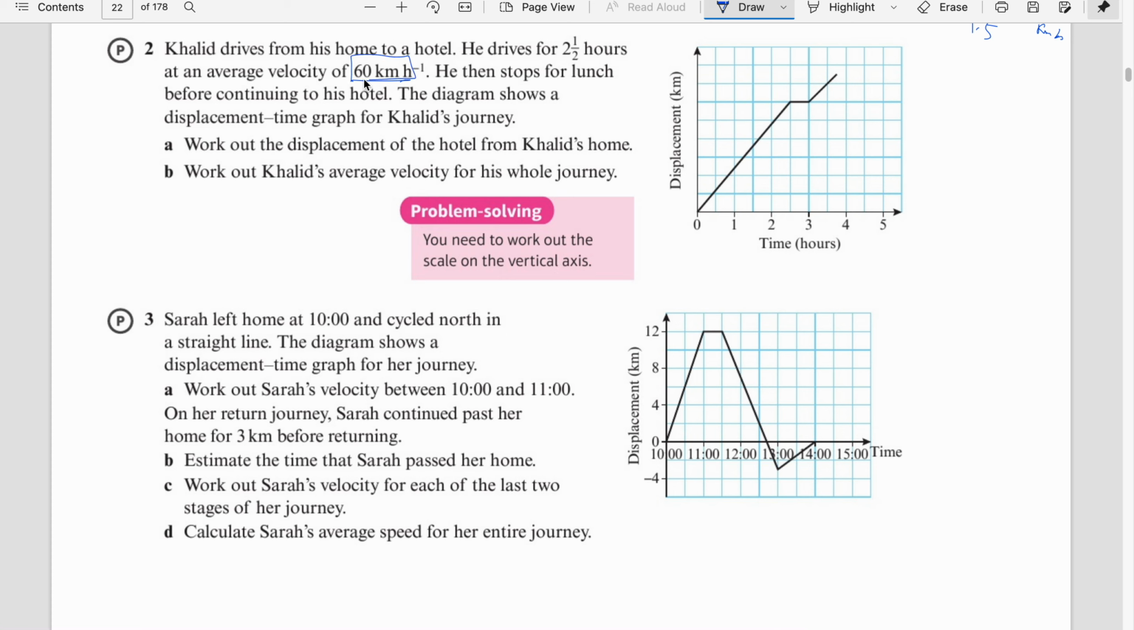So he's actually traveling at 60 kilometers an hour. So I can see that in 1 hour he should have traveled 60 kilometers right here. And this straight line is actually till 2.5 hours. So displacement equals velocity into time. Velocity is 60, time is 2.5. So 60 times 2.5, this is 150. So we have these boxes, and if I just break it down into 1, 2, 3, 4, 5, 6 equal boxes, so one box would represent 25 kilometers on y-axis. So work out the displacement of hotel from Khalid's home, that is 150.